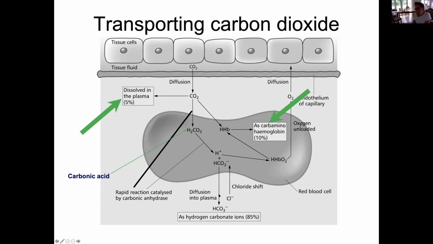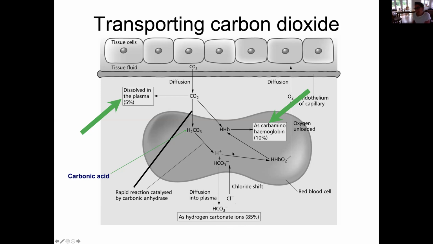And to maintain the electrical neutrality of this blood cell, chloride ions, which have the same charge, diffuse back in the opposite direction. So we have what's called a chloride shift. The hydrogen carbonate ions come out here, the chloride ions diffuse back in the opposite direction. If you've lost a negatively charged ion, you want to put a negatively charged ion back in the opposite direction. So that's when we talk about 85% of the carbon dioxide being transported as hydrogen carbonate ions. That's how it happens.